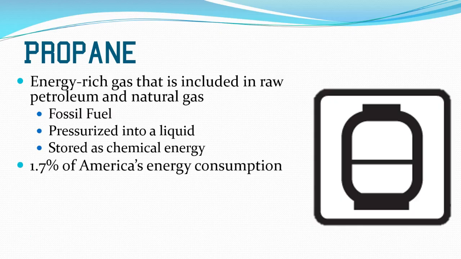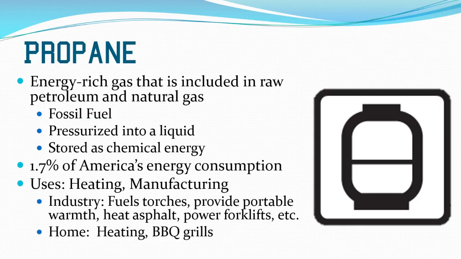It's only about 1.7% of America's energy consumption because we have a lot more infrastructure that can deliver natural gas and other forms of energy to people's houses a lot easier now. We use it mostly for heating, sometimes for manufacturing. Some people will use it to heat their homes if they are not on a natural gas line, but we do see it a lot for industry. We can fuel torches, provide portable warmth, and heat asphalt. A lot of forklifts are powered off smaller canisters of propane.